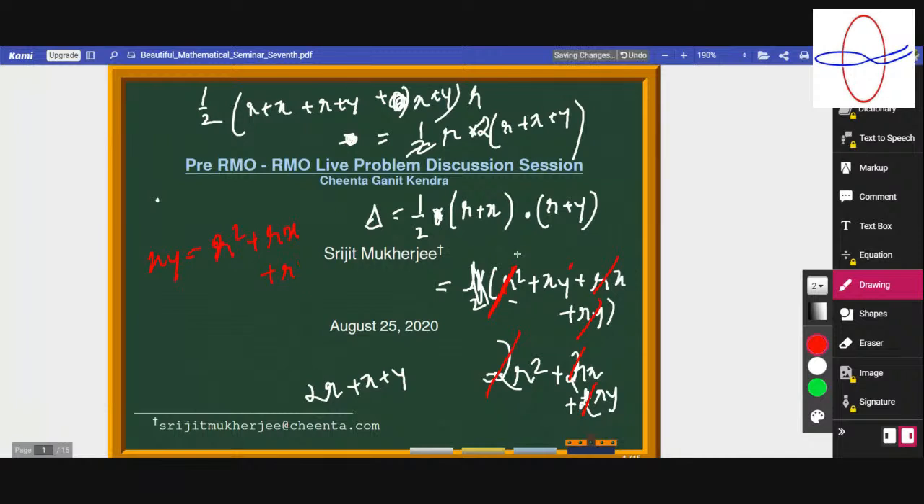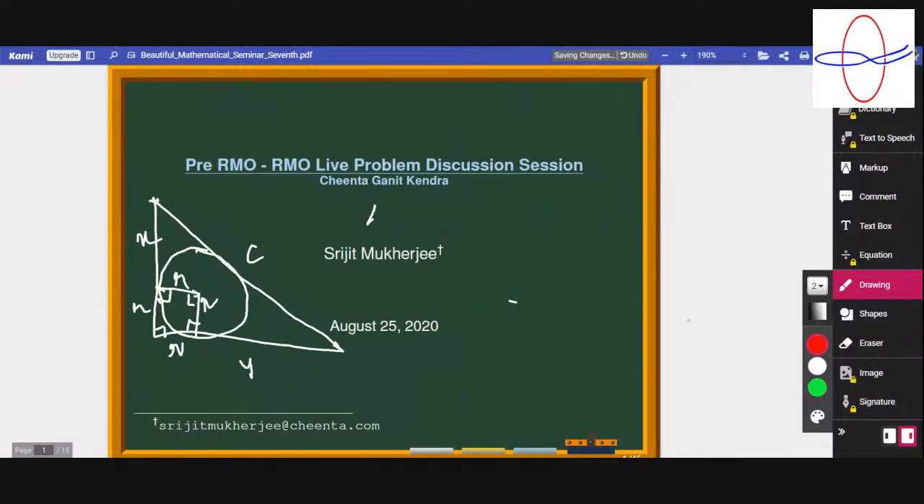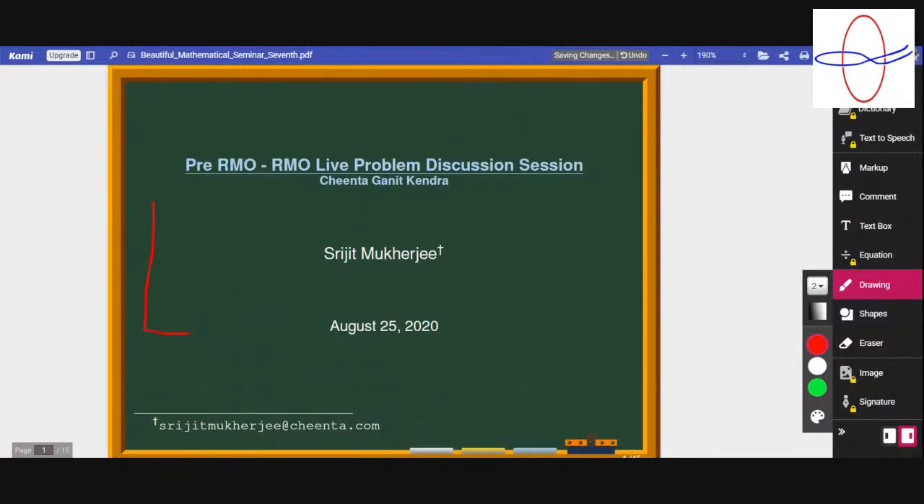Okay, so let's do it from the beginning again. What we are trying to see is that we are trying to prove what Raghav has told. If this is R and this is R, let's call this X, let's call this Y, therefore this must be Y, this must be X. Okay, so what is the semi perimeter over here? It's half into R plus X plus R plus Y plus X plus Y, which is equal to R plus X plus Y. That's the semi perimeter over here.